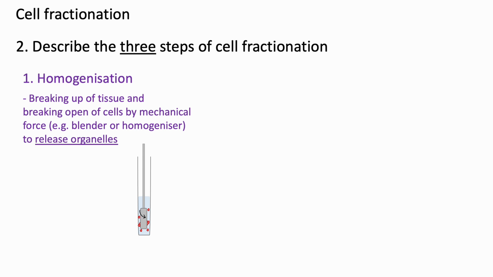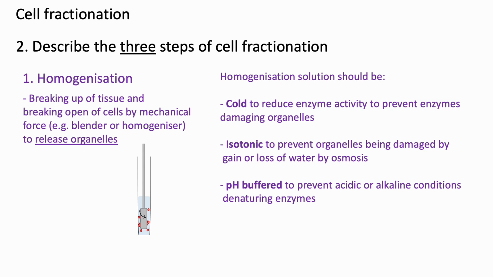So as part of this process, you also need to be able to state features of the solution that you use for this homogenization process. And this is all about protecting the organelles. So you need to state that the solution is cold to reduce enzyme activity. And so when you break open the tissue and the cells, you're going to release some enzymes. You might break open some lysosomes, for instance, and they will release enzymes. You don't want those enzymes to be damaging the organelles. You want to study the organelles at the very end of this, so you need to protect them. So that solution needs to be cold to reduce enzyme activity.